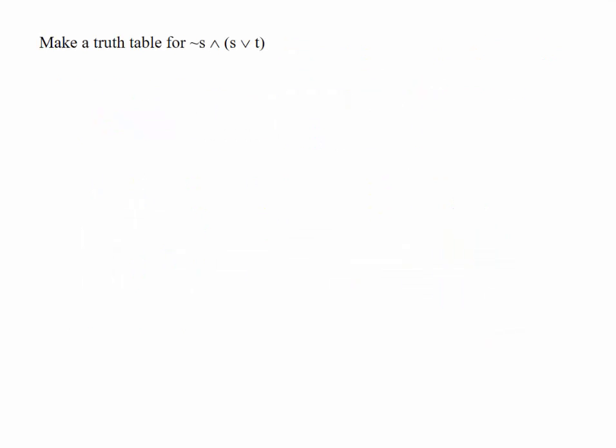Okay, so now we need to make a truth table for this: not S and the quantity S or T. So how many columns am I going to need? I'm going to need a column for S, for T, for not S, for S or T, and then the whole thing. So I'm going to need 5 columns. And how many rows am I going to need? Well, I only have 2 statements, S and T. So 2 squared would be 4 rows. So give me a second to put that up here.